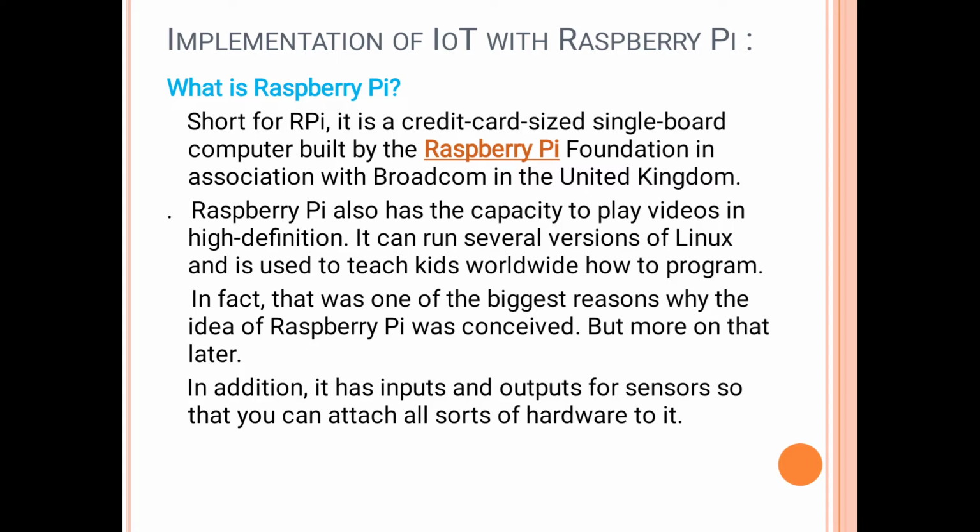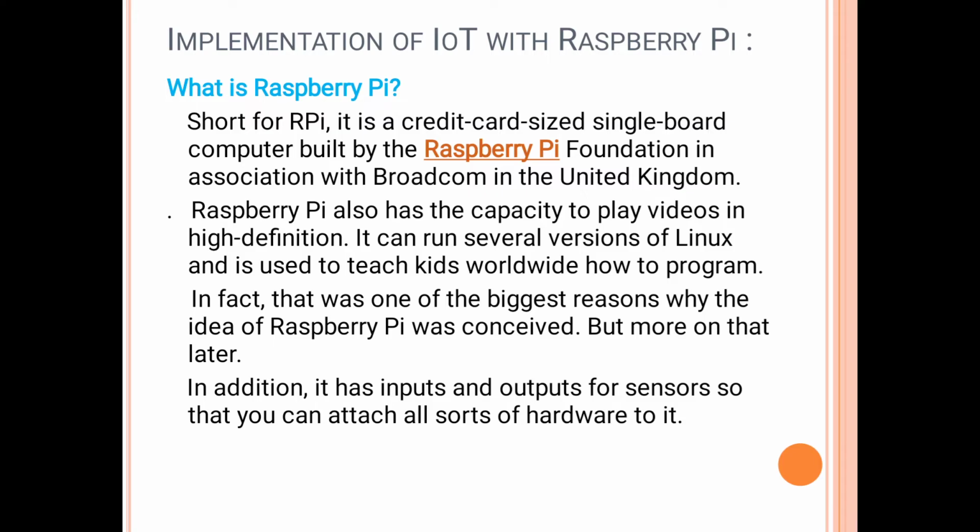What is a Raspberry Pi? In short, it is RP Pi. It is a credit card size single board computer built by the Raspberry Pi Foundation in association with Broadcom in the United Kingdom. Raspberry Pi also has the capacity to play video in high definition. It can run several versions of Linux and is used to teach kids worldwide how to program. In fact, that was one of the biggest reasons why the idea of Raspberry Pi was conceived.